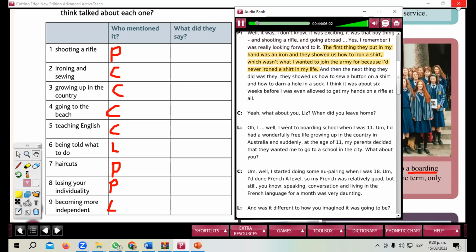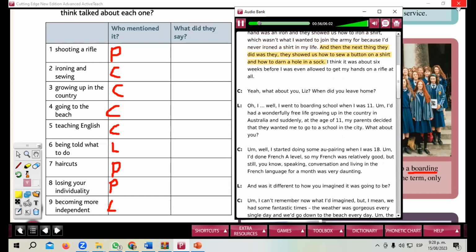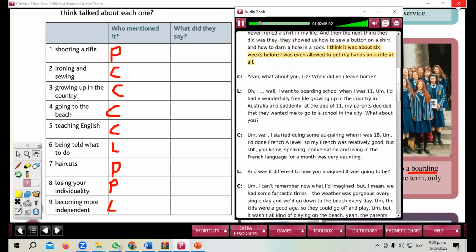The first thing they put in my hand was an iron, and they showed us how to iron a shirt, which wasn't what I wanted to join the army for because I'd never ironed a shirt in my life. And then the next thing they did was they showed us how to sew a button on a shirt and how to darn a hole in a sock. I think it was about 6 weeks before I was even allowed to get my hands on a rifle at all.